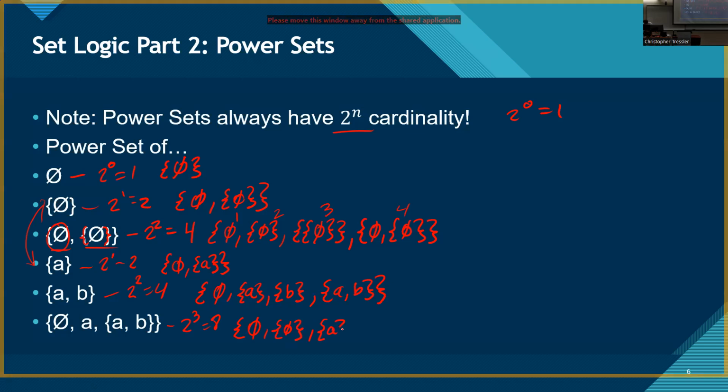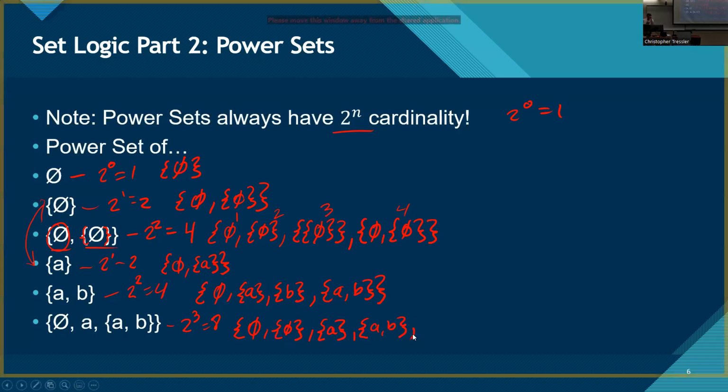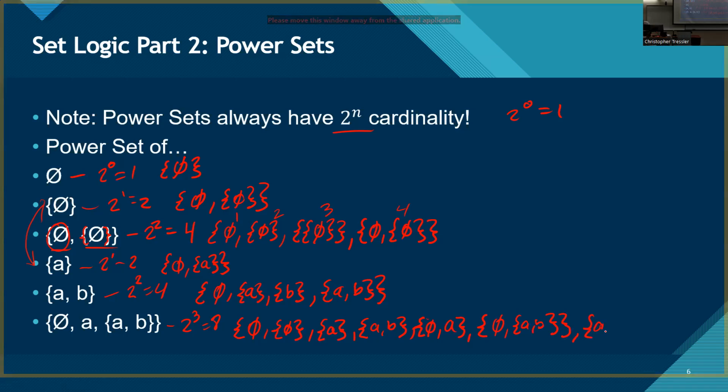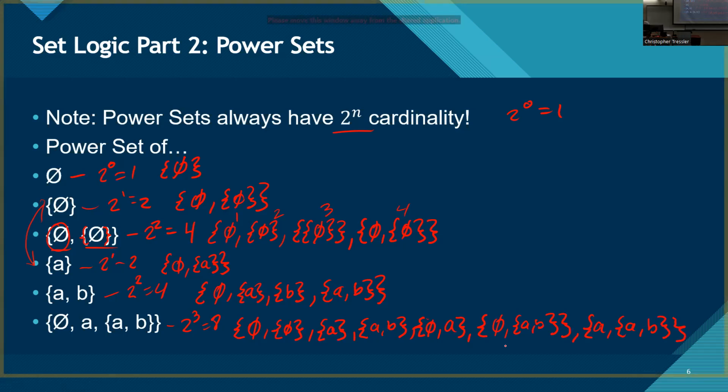Let's see. So we're going to go A, and then we're going to have AB, which is another individual member. And then after that, we're going to have all the combinations of our individual members. So for example, we're going to have the null set and the A. And then we're going to have the null set and the AB. And then we're going to have the A and the AB. And then finally, we're going to have all 3 of them.